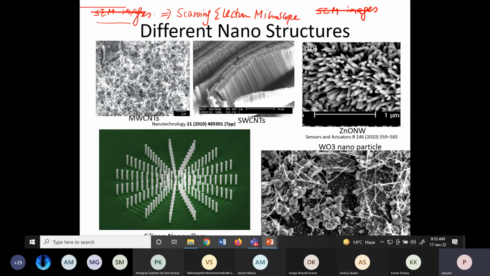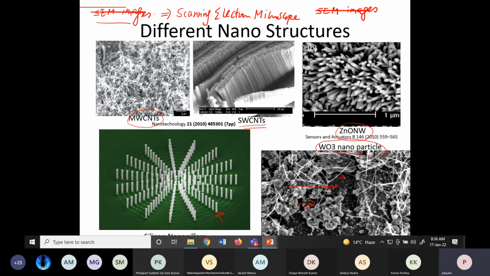So we will talk about scanning electron microscope later on, just to show how these different nanostructures look like. For example, this is a nanoforest of multi-wall carbon nanotube. This is single aligned single wall carbon nanotube. This is, for example, zinc oxide nanowire. These are the images of silicon nanopillar. These are different nanoparticles, and in between nanoparticles there are nanowires, right? So this is WO3 nanoparticles.